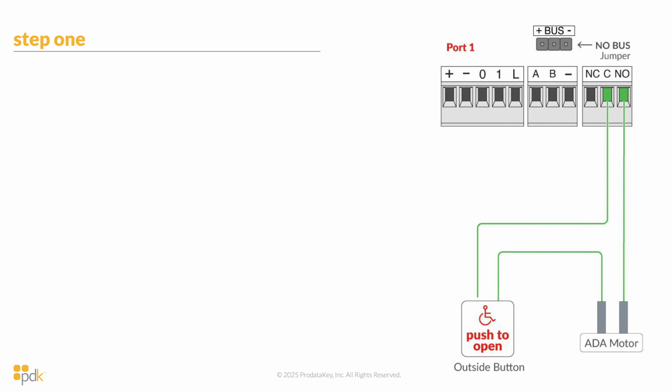So we're going to tie the outside button through the common and normally open so that when access is allowed through that door, this relay flips and connects the common and normally open, therefore completing the circuit. So outside button, ADA motor, and PDK system are working in conjunction with each other so that when the relay is activated, the full circuit is complete.